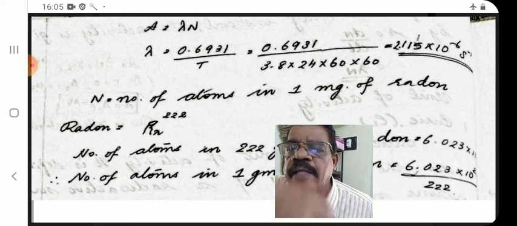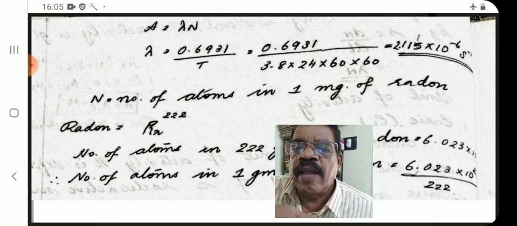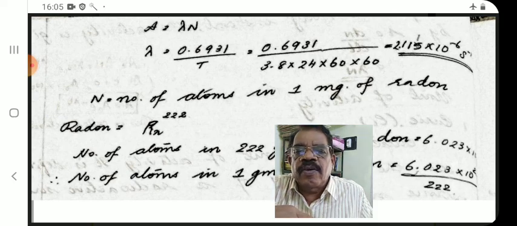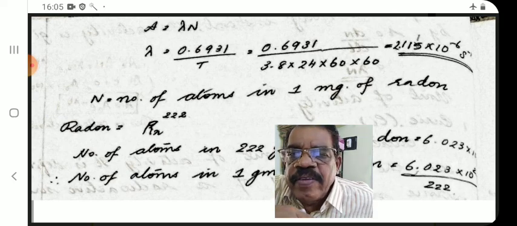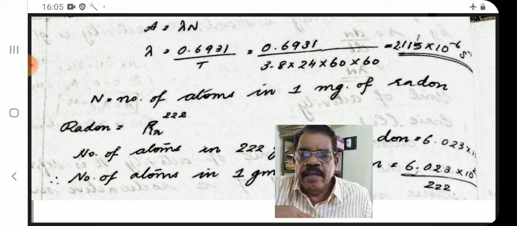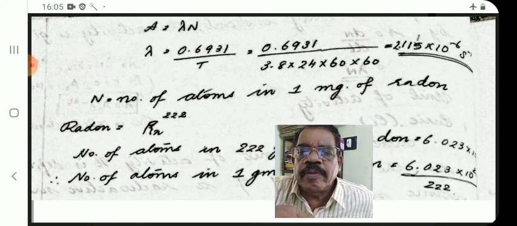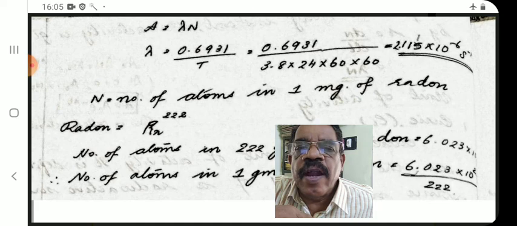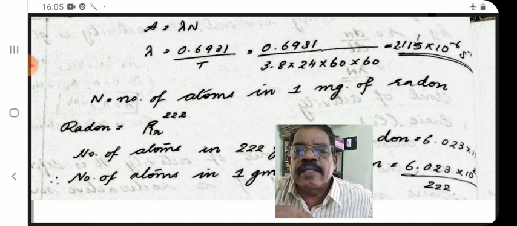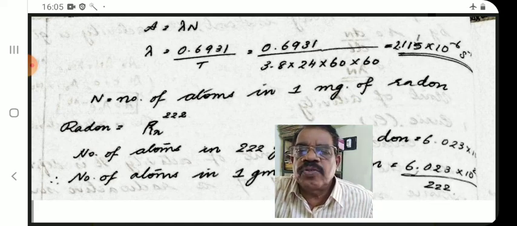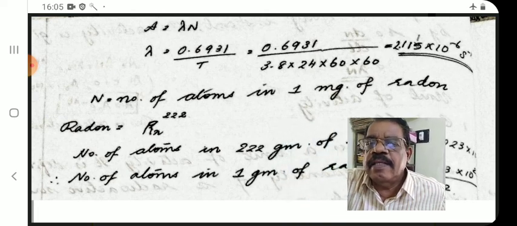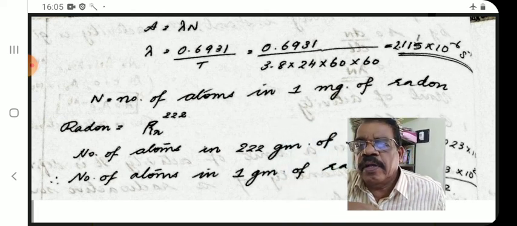Lambda is 0.6931 by T half-life, where the half-life is 3.8 days. Days we convert into seconds: 3.8 into 24 into 60 into 60 seconds in the denominator. We get 2.111 into 10 raised to minus 6 second raised to minus 1. That is the decay constant of radon.